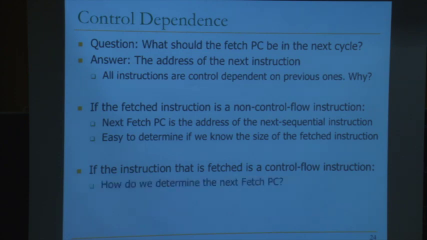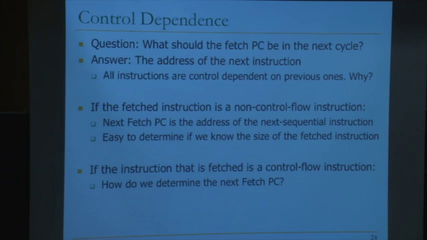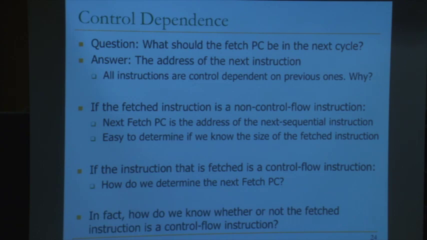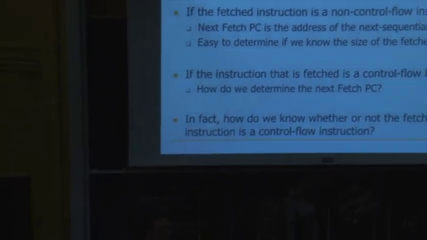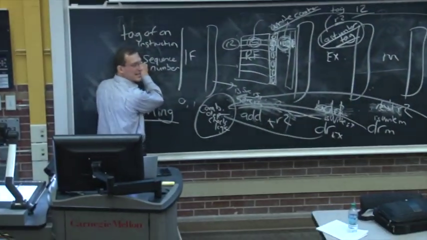Now we don't know what the next fetch PC is, right? If it's a branch, because you don't know if the branch will be taken or not taken. Second, you don't know what the target address of the branch is. Well, you don't even know if that instruction is a branch, right? You're fetching the instruction. You haven't even fetched the instruction yet. Yet in the same cycle, you need to determine what you should fetch in the next cycle.